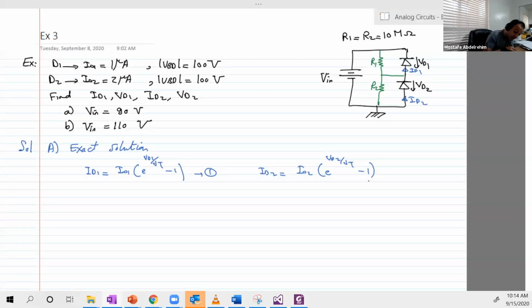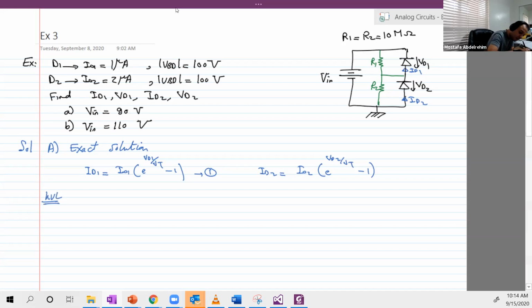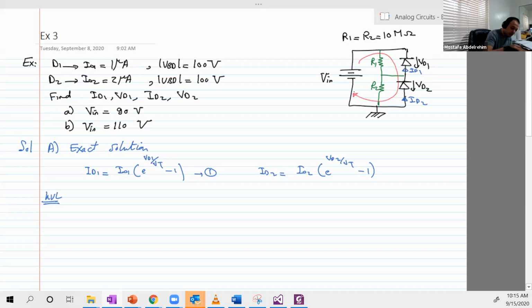We still have the KVL. Let's have another color here. We can have this loop here, and based on that loop, we can write V input plus VD1 plus VD2 equal to 0. So that is 3 equations in 4 unknowns.